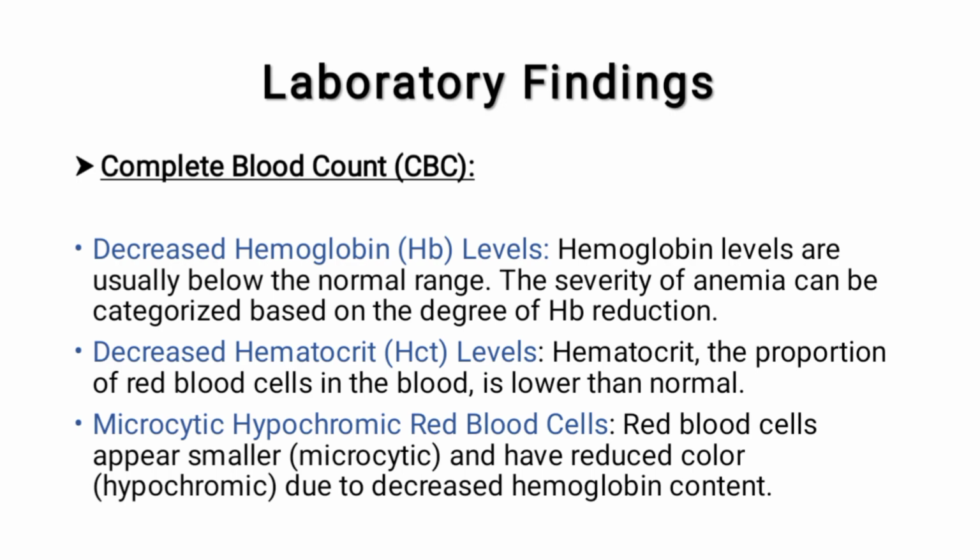Decreased hematocrit, HCT levels. Hematocrit, the proportion of red blood cells in the blood, is lower than normal. Microcytic hypochromic red blood cells. Red blood cells appear smaller, microcytic, and have reduced color, hypochromic, due to decreased hemoglobin content.